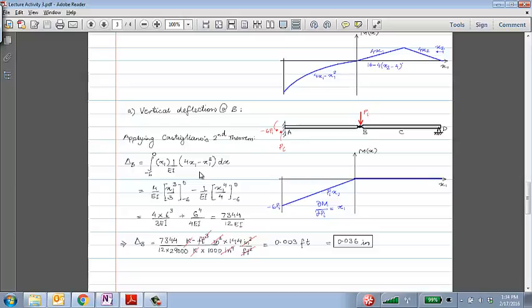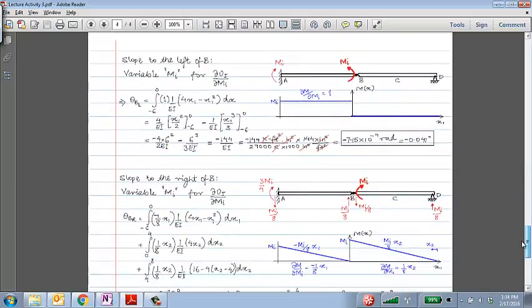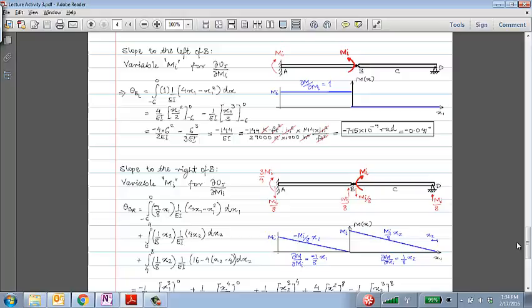Okay. And for the other parts, when it's asked for you to find slope to the left and slope to the right, really there's just two separate problems. If you want to find slope to the left, you need to apply an additional moment to the left of the hinge. If you want to find slope to the right, you need to apply additional moment to the right of the hinge.